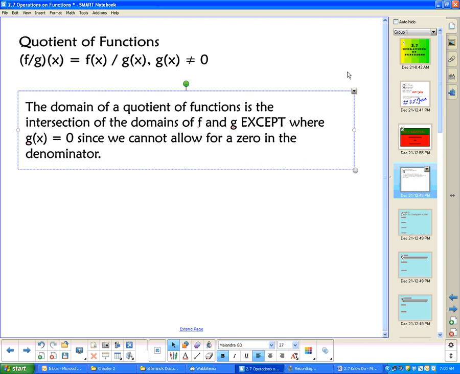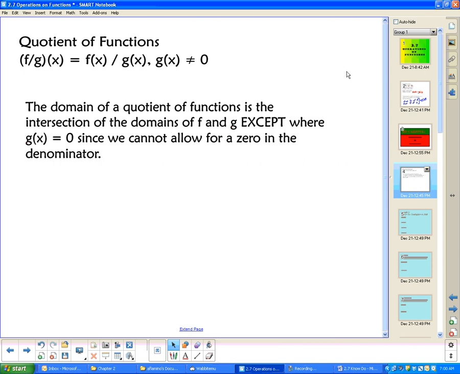There we go. A little better formatting there. Where g of x equals 0, since we cannot allow for a 0 in the denominator.